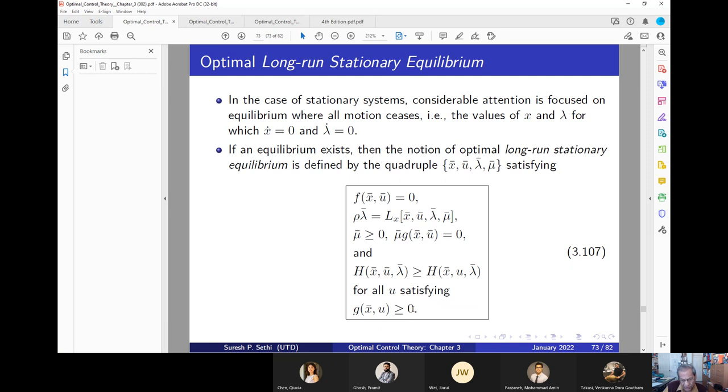In all economics books, you will never find this part. So they define, is there a U bar here? How come there's no U bar here?